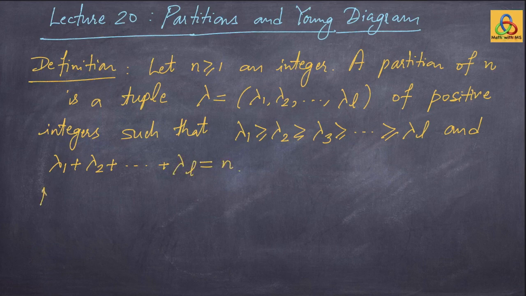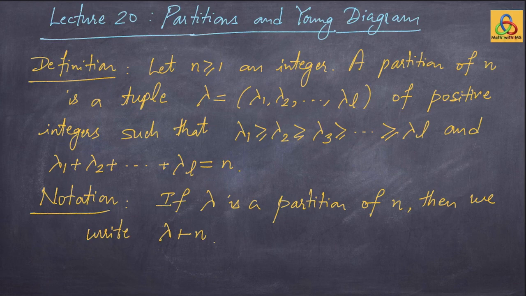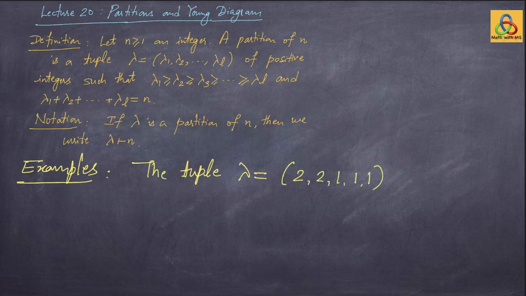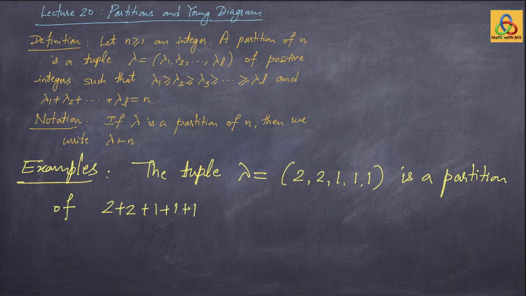So let us set one notation. We use this notation to denote that lambda is a partition of n. Let us see some examples. The tuple lambda equals, say, 2, 2, 1, 1, 1 is a partition of 2 plus 2 plus 1 plus 1 plus 1, that is 7. It is a partition of 7. Take lambda prime to be, let us say, 6 comma 1. This is a partition of 7.